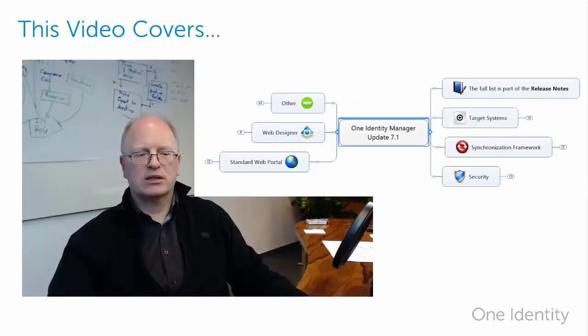In this part of the series, we would like to talk about features implemented in product version 7.1. In detail, we will talk about the target system enhancements, system framework enhancements, security enhancements, what is new in the standard web portal, and what you will find now in the Web Designer. Some other features not fitting these categories will be on board as well.